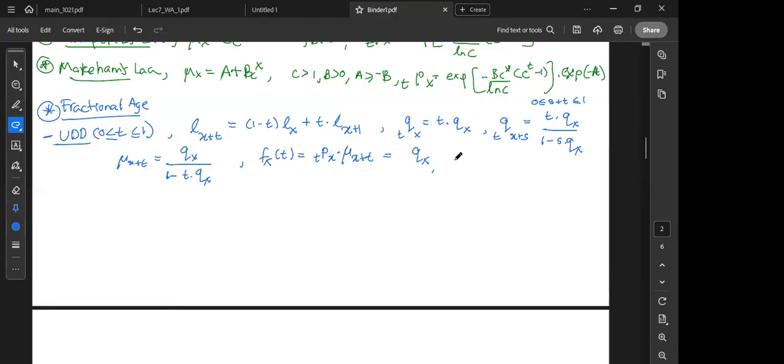And we have the complete life expectation. And under the UDD, it is equal to the curtate life expectation plus 0.5. In the general case, this is approximated, but under UDD, it's directly equal.